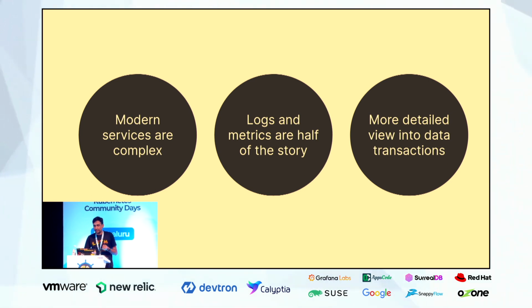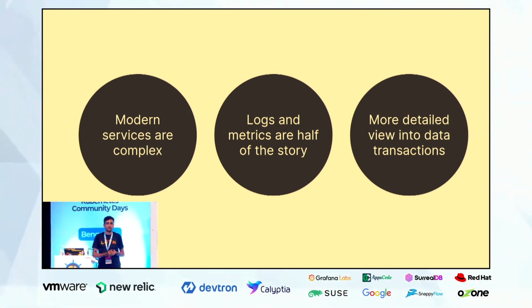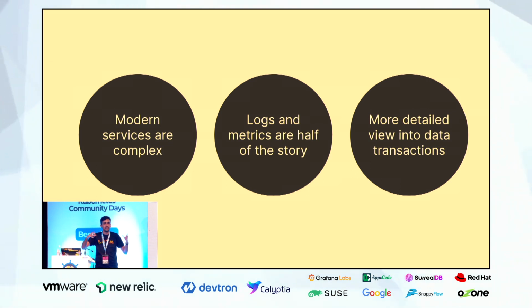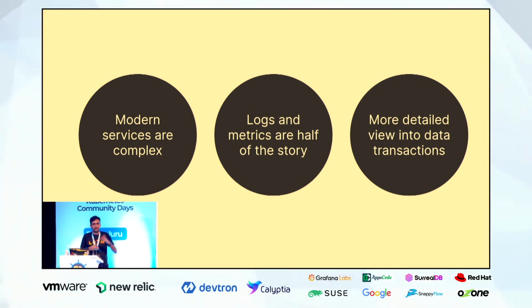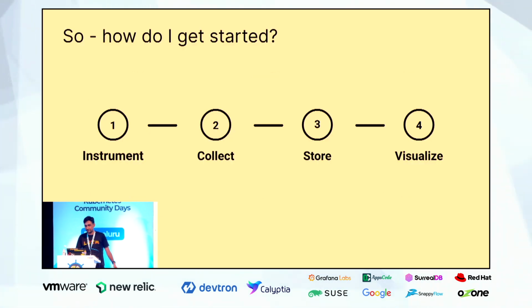So another way you can think of tracing: we all have a call graph, right? We all know what a call graph is. You have functions calling different functions. You can think of tracing as a call graph, but for your distributed services, and that's where the word distributed in distributed tracing comes from.